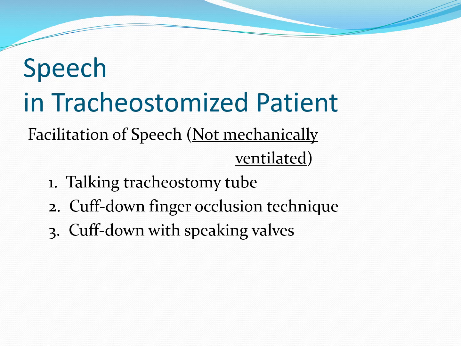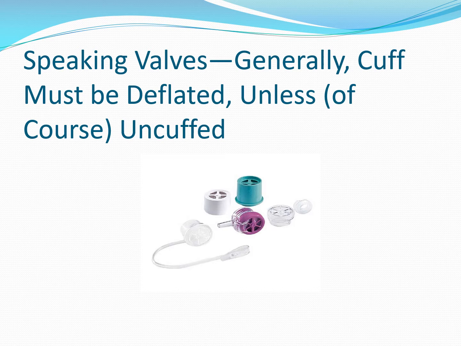Cuffed down with speaking valves is probably one of the most common methods, and one of them, the Passy-Muir valve, is a one-way valve that allows air to go in through the tracheostomy tube but does not allow it out, and would then permit that air to go up to the vocal cords and enable the patient to speak. This is just an image showing you a few of the available models of speaking valves. And again, the basic design is a one-way valve.